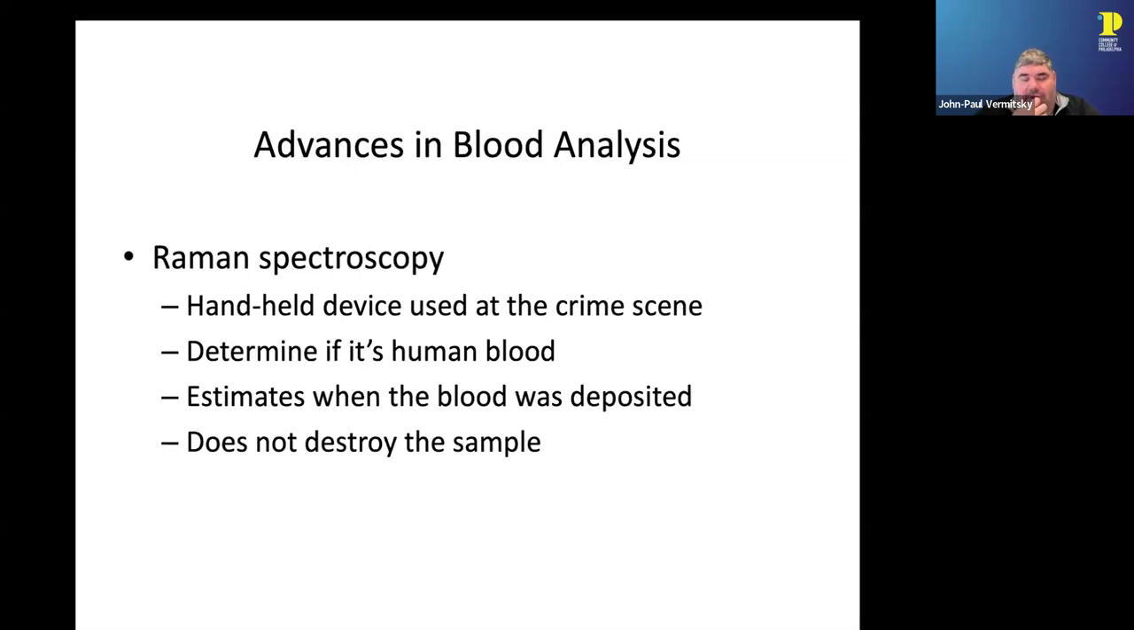One of the things that we do use in blood analysis is something called Raman spectroscopy. This is a handheld device that's used at a crime scene. It determines if it's human blood. It estimates when the blood was deposited, meaning it gives a timeline on how long the blood has been there. And most importantly, because it uses light, it does not destroy the sample.